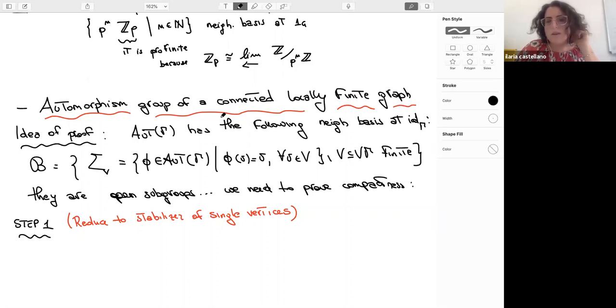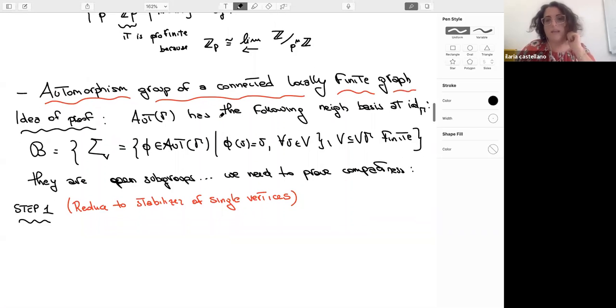And all automorphisms, of course, form a group under composition. This group is topological, and a neighborhood basis at the identity of the topology is given by this one. I have to choose V to be a finite subset of vertices, and then the set sigma V is nothing but the point-wise stabilizer of this set. So in sigma V, you can find all automorphisms of gamma that fix point-wise the vertices of V. So they are point-wise stabilizers of finite subsets of vertices. These are open subgroups.